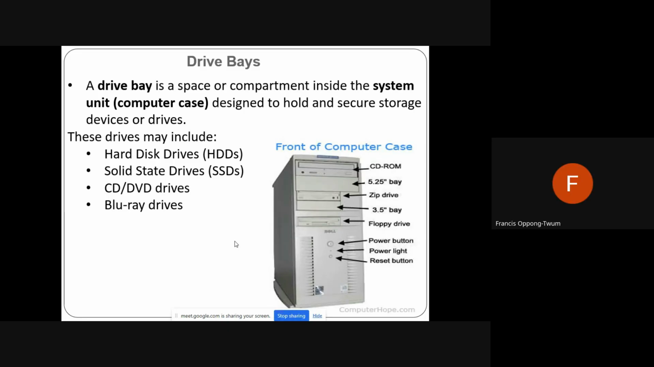This drive bay may include hard disk drives. It may also include solid state drives. It may also include CD or DVD drives. It might also include Blu-ray drives. So this is like the drive bay.